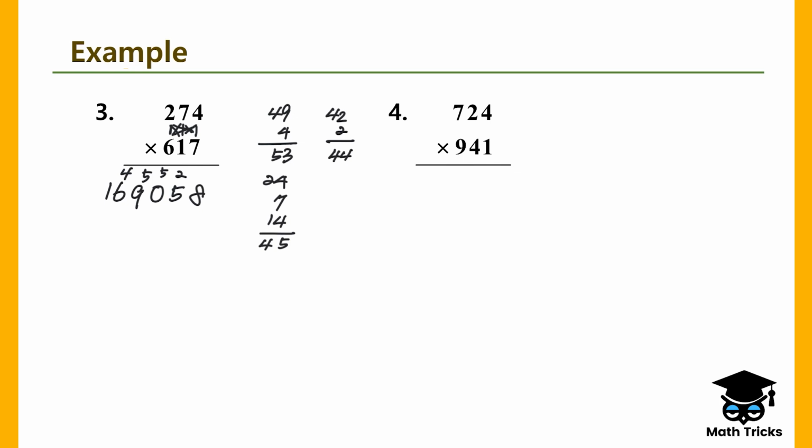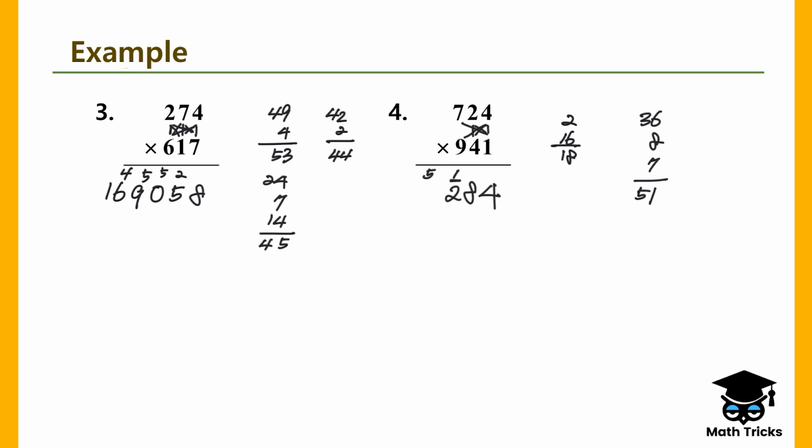Number 4, 4 times 1, 4. 1 times 2, that's 2. 4 times 4, that's 16. So that's 18. So 8 here, 1 goes here. And 4 times 9, 36. 2 times 4, 8. 7 times 1, that's 7. So that's going to be 15, 21, 51, right? So 51 plus 1, that's 52.